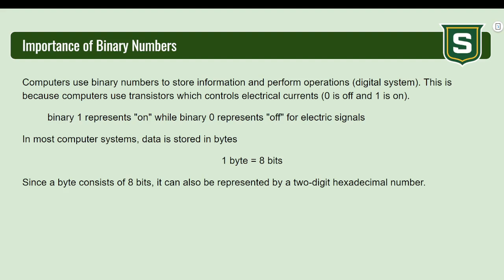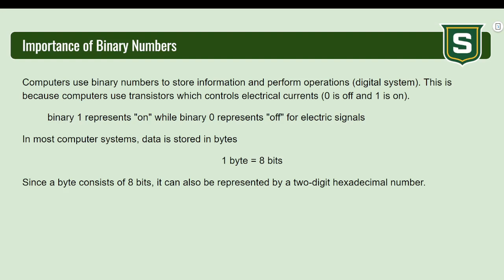So before, we've talked a little bit about binary numbers. The reason computers use binary numbers is because they are, in essence, made of transistors. Transistors control electrical current, so 0 is off and 1 is on. So everything it interprets has to be in those ones and zeros.